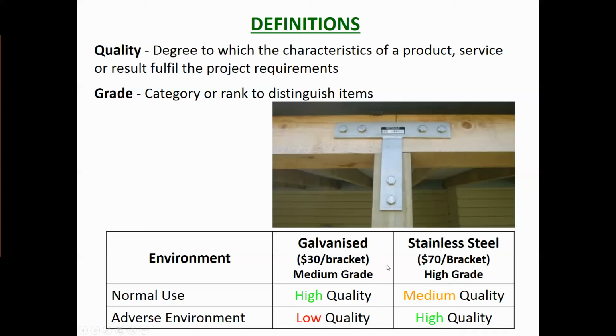However, if we had this in a marine environment or close to a marine environment, then the galvanized bracket would be a low quality option because it's medium grade. It's not going to survive in that environment for very long. It's not going to do its job of holding this structure together for the time period that it's required to, whereas the stainless steel bracket would. So in that situation, it is a good quality decision to actually use the stainless steel bracket. So quality depends on the situation. Grade is the nature of the material or the workmanship that you are talking about there.